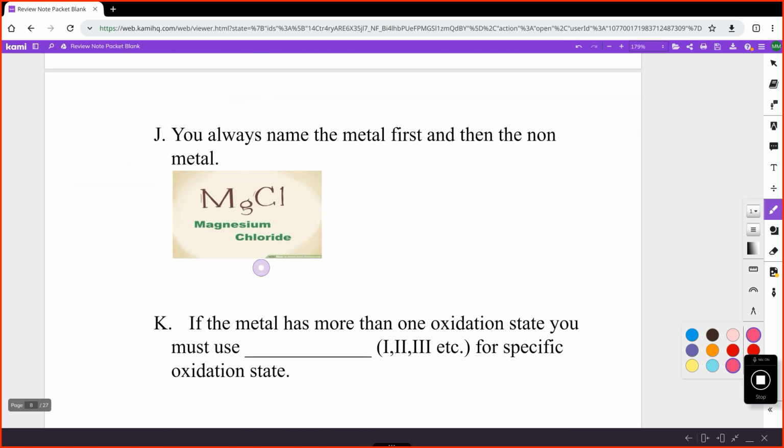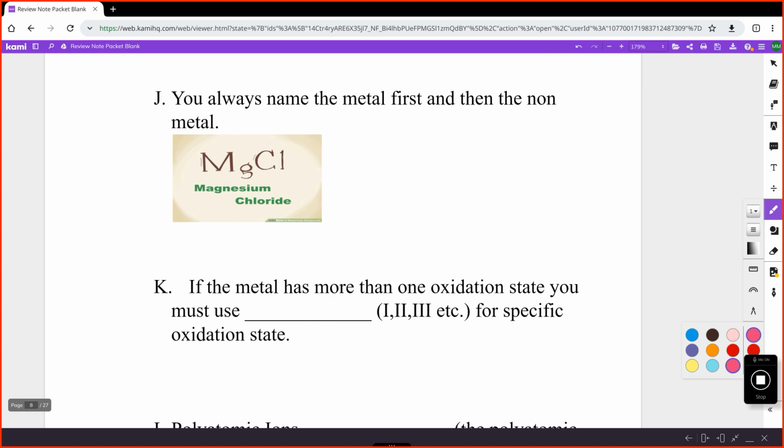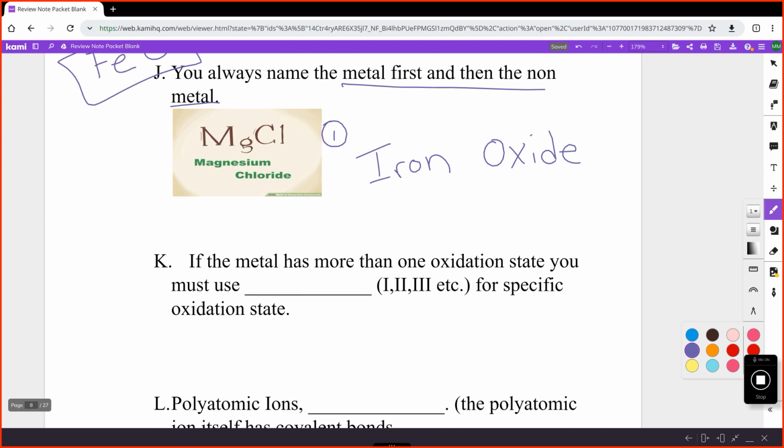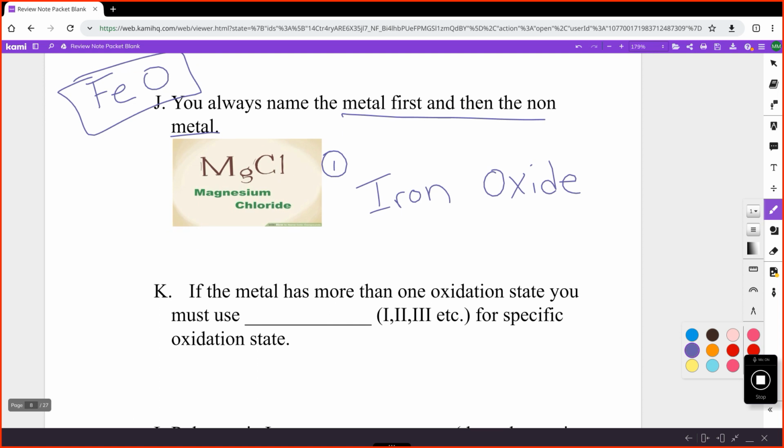Now, the last bit of bonding had to do with how you name something. So the rules are very simple. Step one, we always name the metal first. So if we were going to do, for instance, iron and oxygen, and we'll do FeO, if this was the molecular formula, the name of this would have to be iron first, oxide. This is step one. Now, that wouldn't be the full correct answer, and we'll have to look at the second step to understand why. But iron oxide is what we would use for that to start.